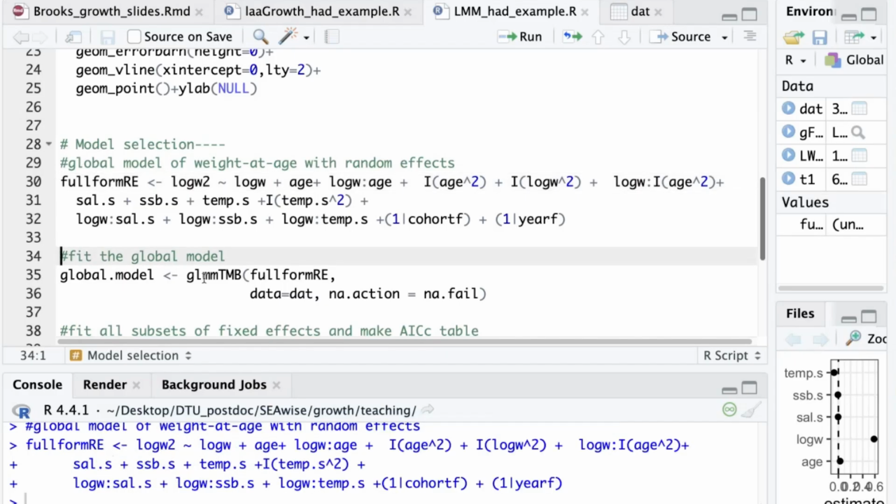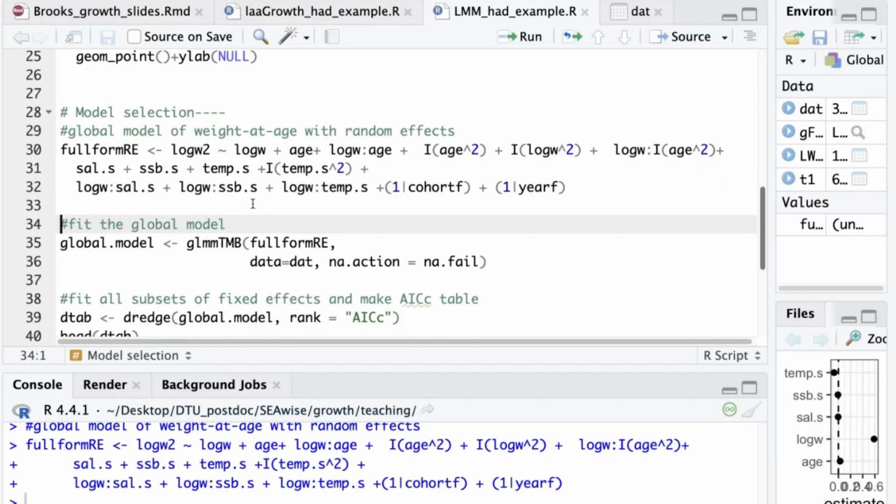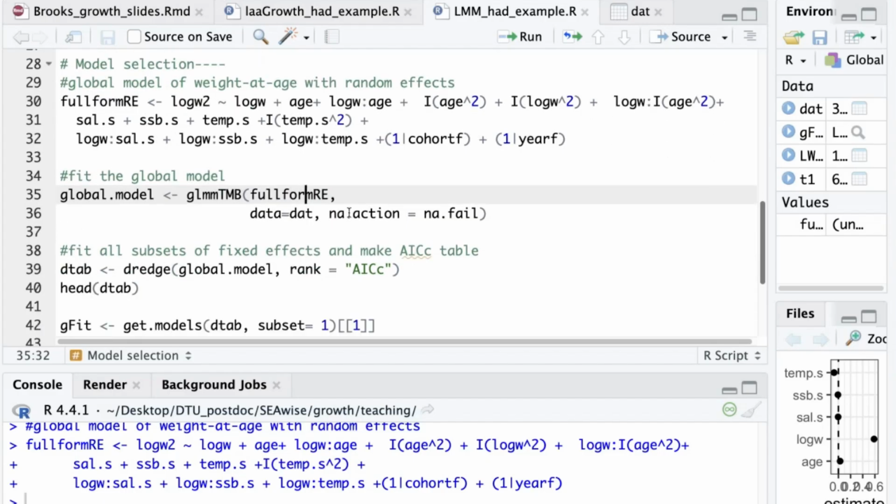So first we fit this full model. This is the formula. I put the formula into an object called full form RE just to keep it a little bit cleaner. And then I give that formula to the glmmTMB function and it will fit that. And to be able to do the automatic model selection, you have to also tell it to fail if there are any NAs, because when you're doing AIC model selection, it has to always be done on the exact same data set.